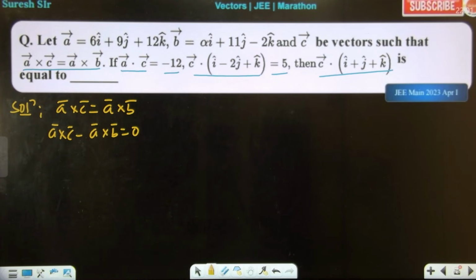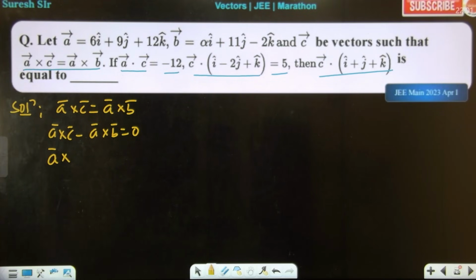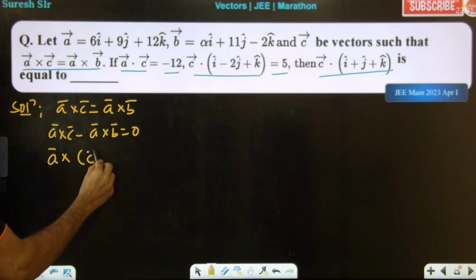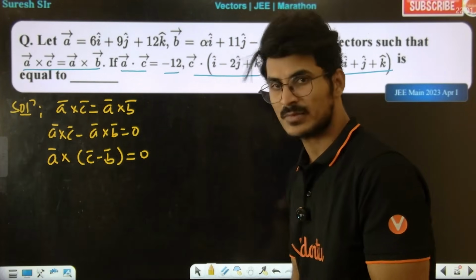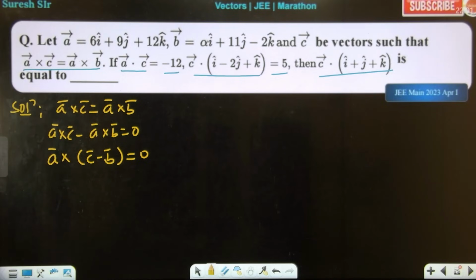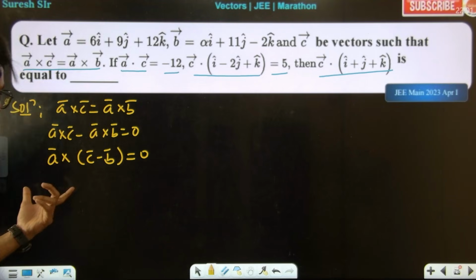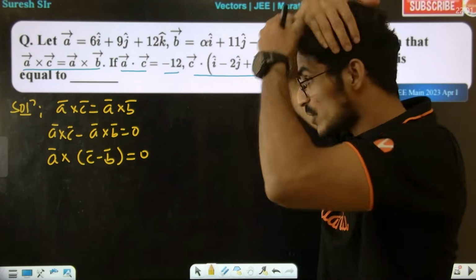Now can I write A cross C minus A cross B is equal to 0? You agree guys? Yes or no? Now if this is the case, can I write this as A cross (C minus B) is equal to 0? I just shifted this side, so this can be written as A cross (C minus B) is equal to 0. Sir, when cross product is equal to 0, these two vectors are parallel to each other. Can we say these two are parallel to each other?